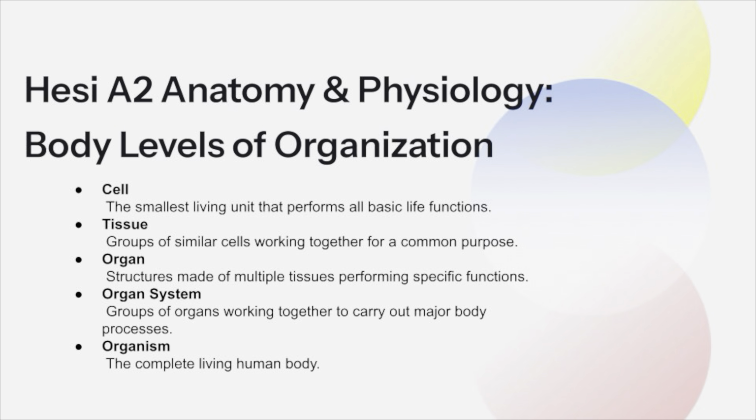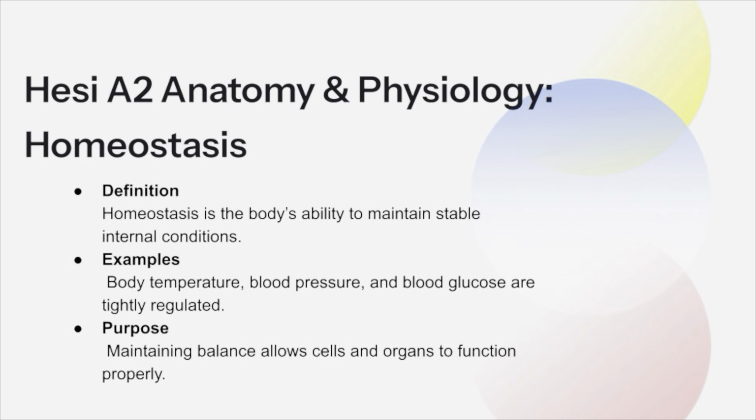First of all, let's start with the foundation, which is body organization and homeostasis. First, you need to memorize the levels of organization. The correct order is this: cell, tissue, organ, organ system, organism. If the test asks which comes after tissue, then your answer would be organ. Now let's talk about homeostasis, which is one of the most important concepts on the anatomy and physiology section.